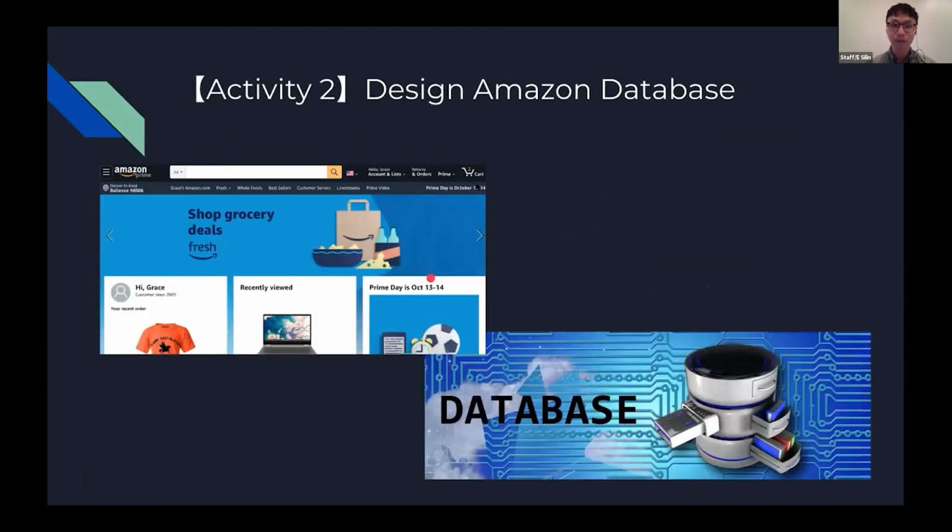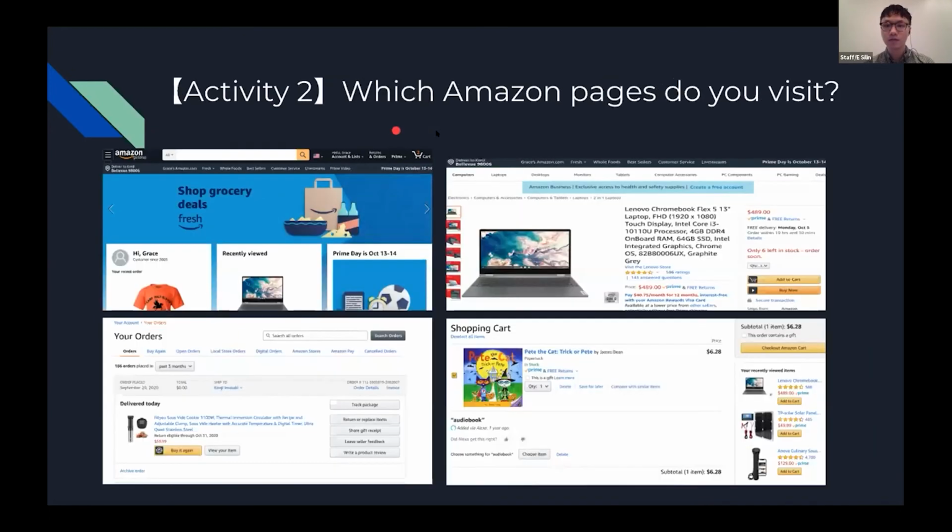Activity 2 is designing the Amazon database. Here we have several pages from Amazon. We can take the upper right one. This is the product page. We can see there is a lot of data on this page, like the product name, the product price, and the rating. There is a lot of information here.